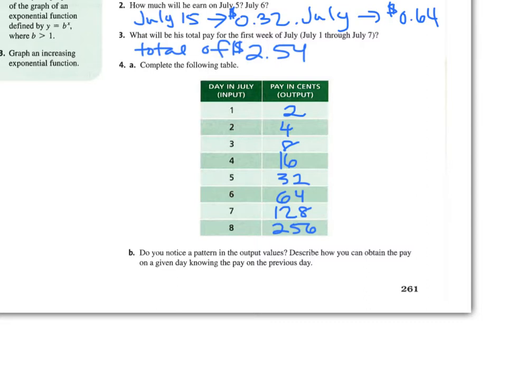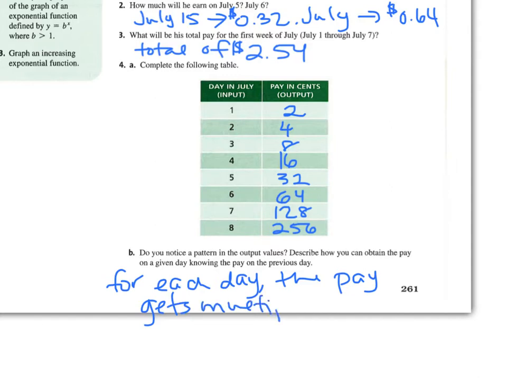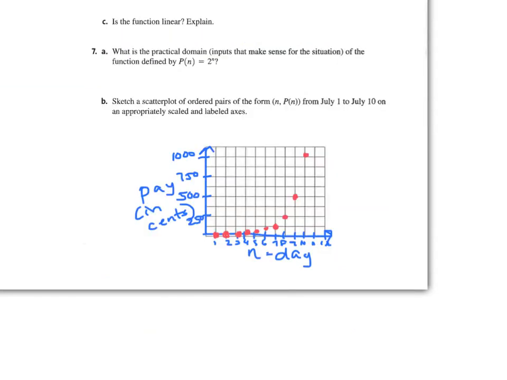Okay, so for each day, the pay gets doubled. I'm going to write it as multiplied by 2 instead, and you'll see in a second why that 2 is important. Because if it was tripled each day, then that 3 is that common factor that we're looking for. Ultimately, what we want to do is to be able to write an equation, a model, just like we did for linear functions, that we can find the pay for any day.